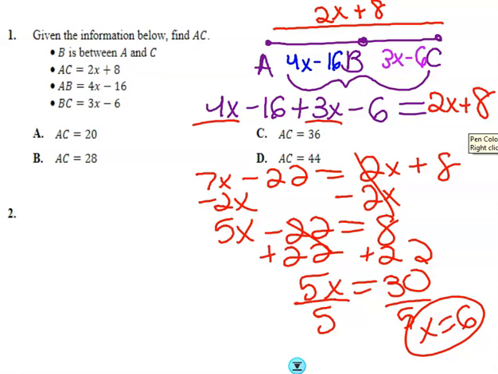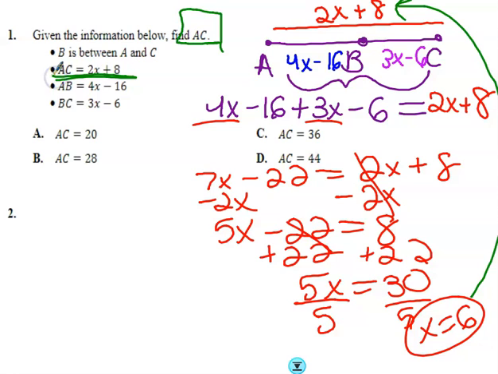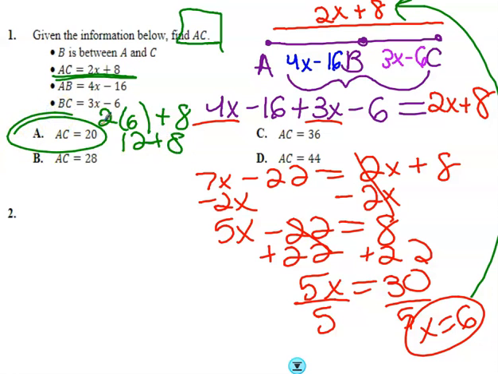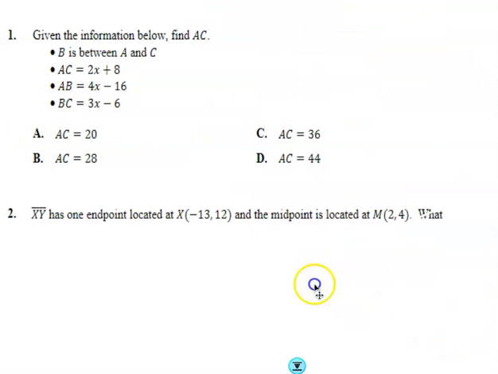From here, I'm going to plug it back in. So I'm going to plug 6 back in for x. Okay, well, what do they want? They want side AC. So I'm going to plug 6 back into that first segment, the AC. So I have 2 times 6 plus 8. 2 times 6 is 12 plus 8, which would give you 20. So that's number 1. So draw it, write out what each segment is worth, find x, and then plug back in. So that is a lot to do in one problem.